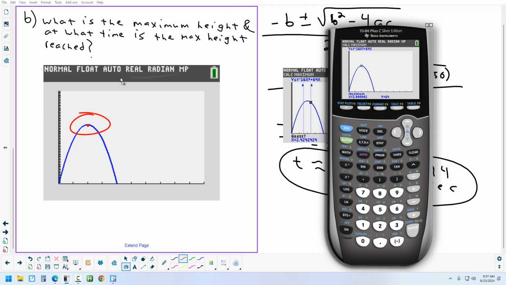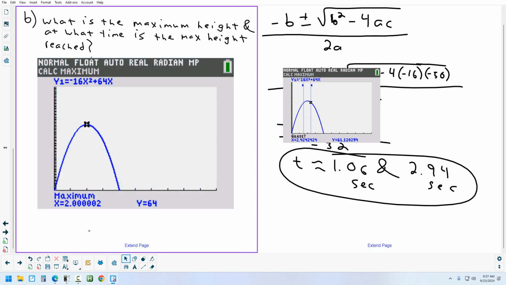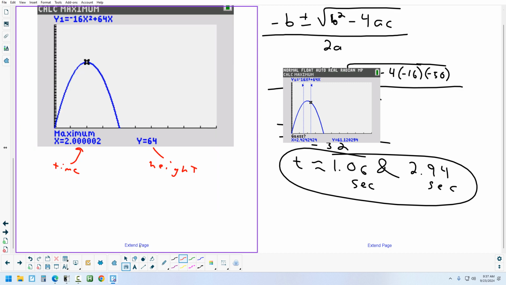All right, let's look at this. So remember, this is time. This is height. So how many seconds does it basically take for this object to hit its highest point? 2, right? It's saying 2.000000. It's 2, all right? It's 2 seconds.